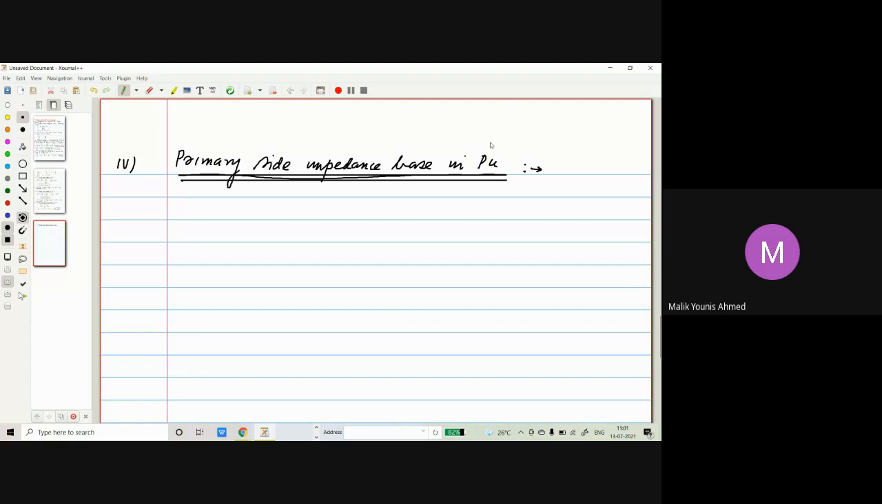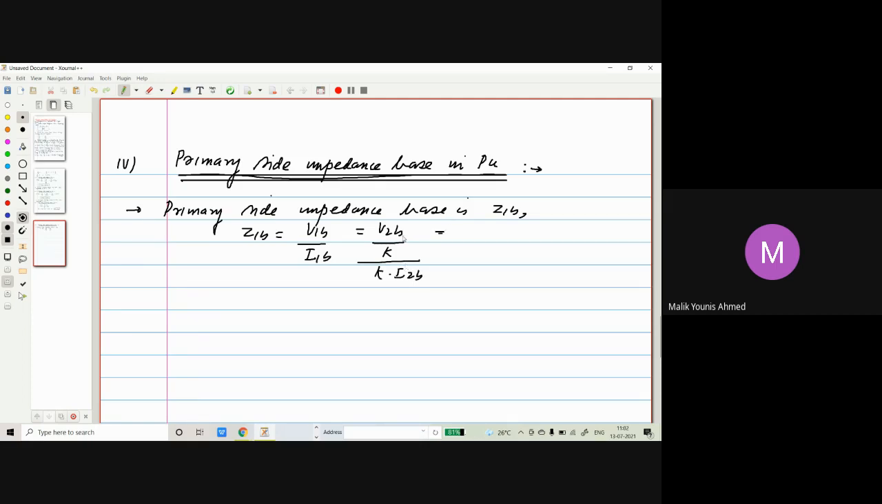Okay, this is the one. Primary side impedance base, let us say Z1B, that we have talked about. Z1B is V1B by I1B. We can write V1B as V2B by K, and I1B can be written as K into I2B.